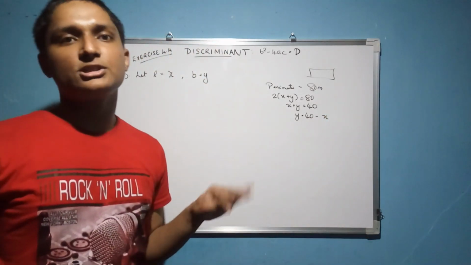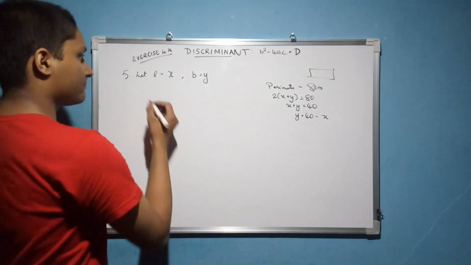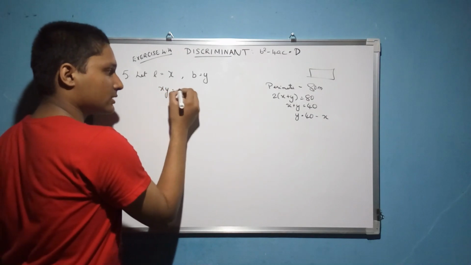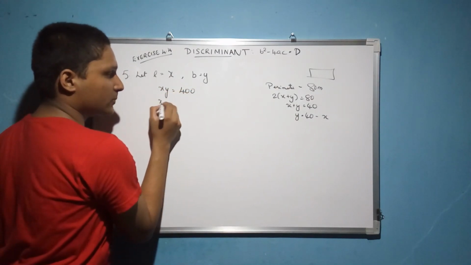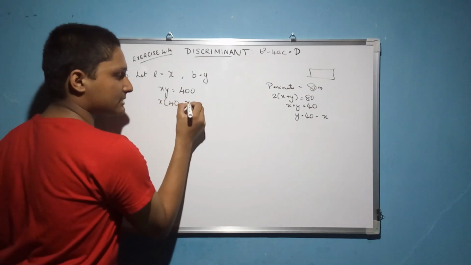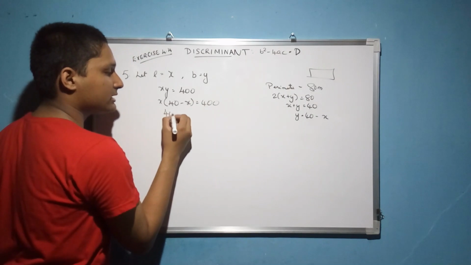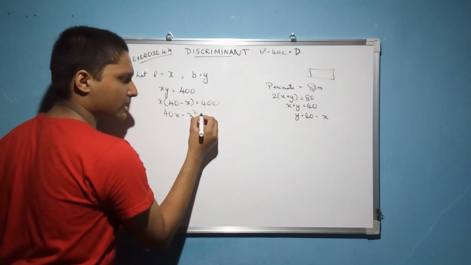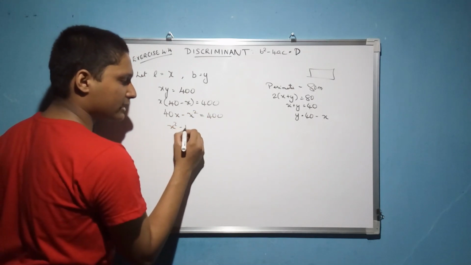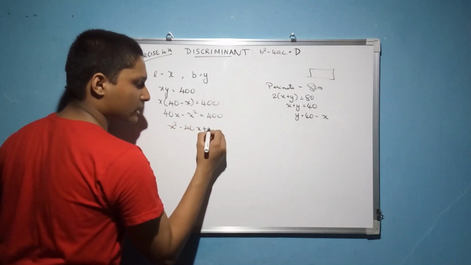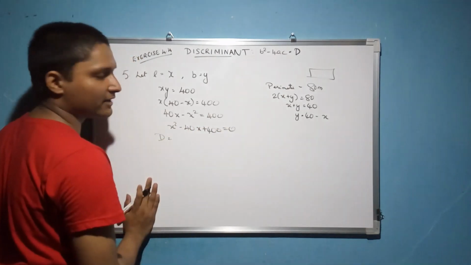So the second part of the question is that the area is going to be 400 meters square. So it is xy is equal to 400 meters square, and I need to substitute for y. It is going to be x into 40 minus x is equal to 400. The remaining part is simplification. 40x minus x square is equal to 400. Rearrangement, you get x square minus 40x plus 400 is equal to 0. To check whether it is possible, I need to find the discriminant.